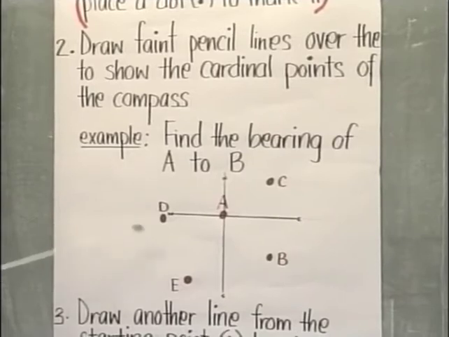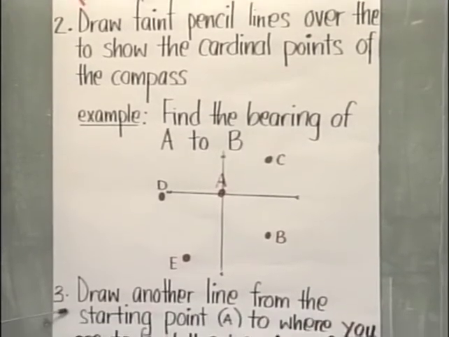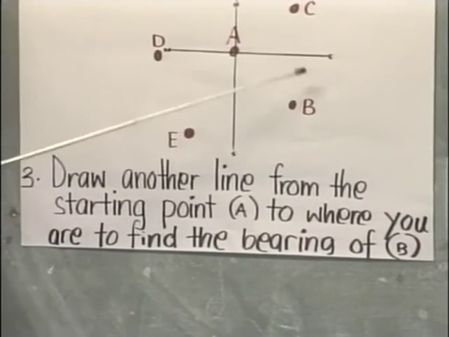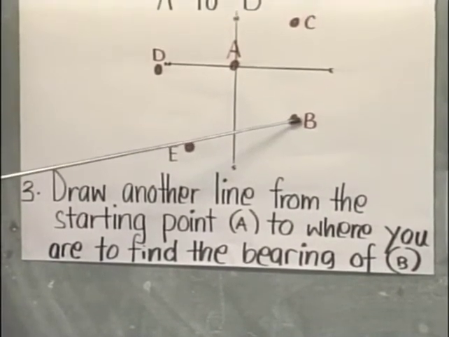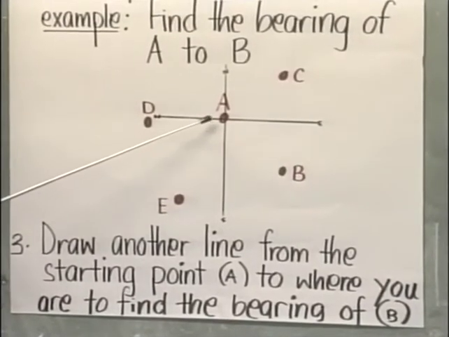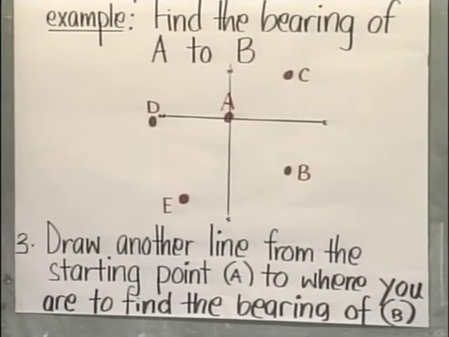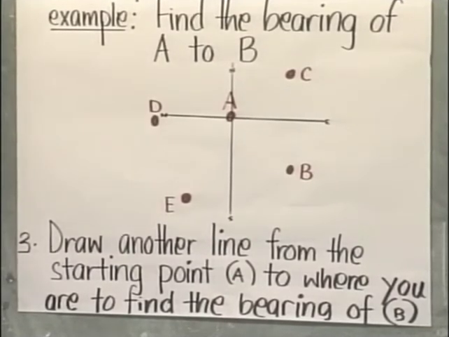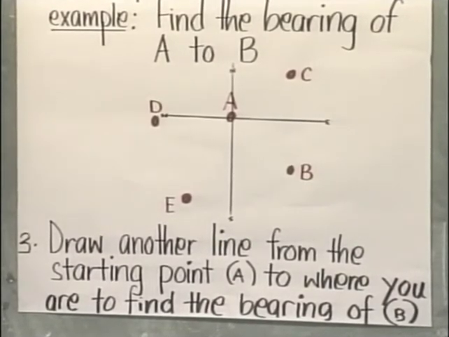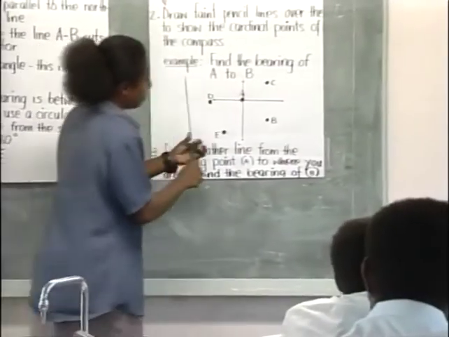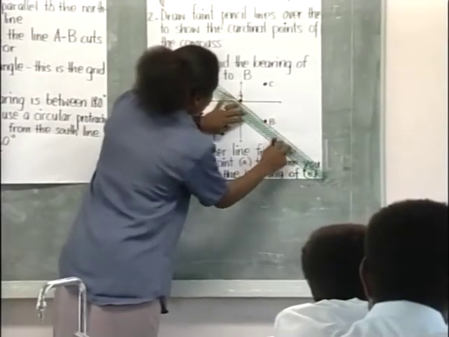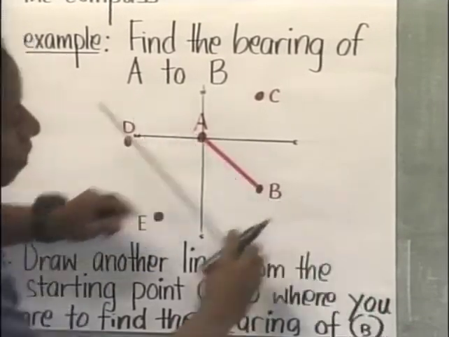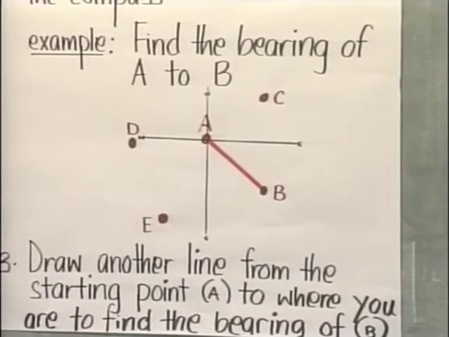Then once I have done that, step number 3, I will draw another line from the starting point to where I am trying to find the bearing of. So in this case, it is from A to B. So I will draw in a line now so that I know that that is the line that I will have to work with to find the bearing. So a straight line from A to B, I draw in. That's step number 3.